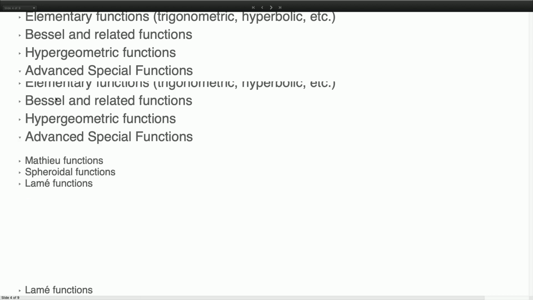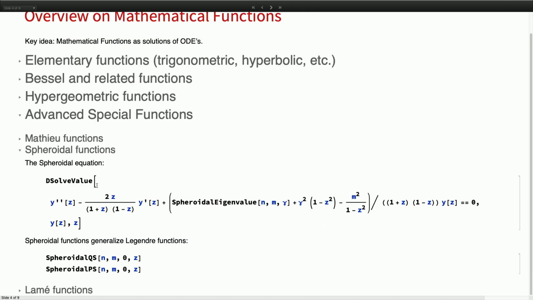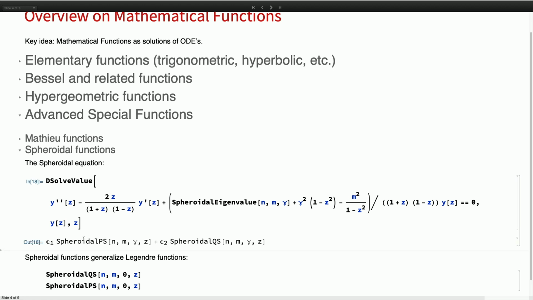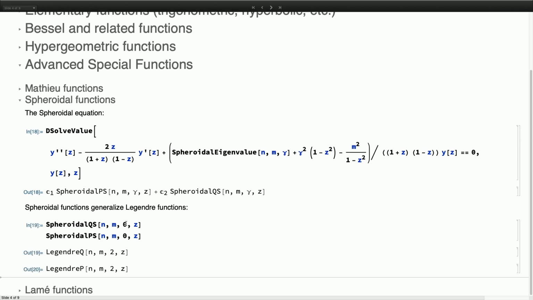The next set is about the spheroidal functions. So there is a spheroidal equation that is a rather popular equation, and it's solved by spheroidal PS and spheroidal QS functions. You can also construct another solution using spheroidal S1 and S2 functions. However, these are the main functions. And the spheroidals are connected with the Legendre functions. So we can see that if this third parameter is 0, then we are directly receiving simpler functions.